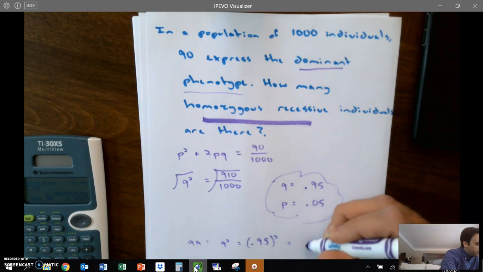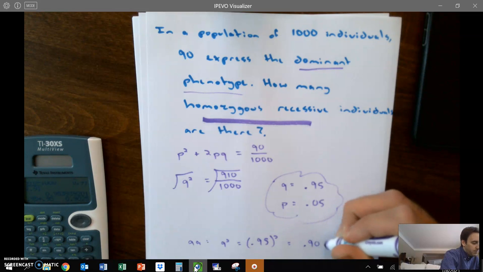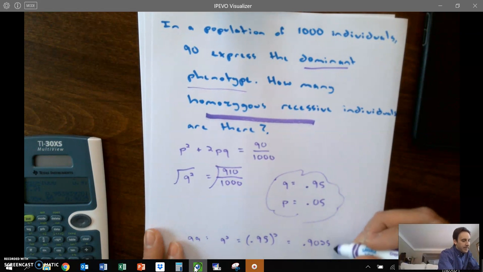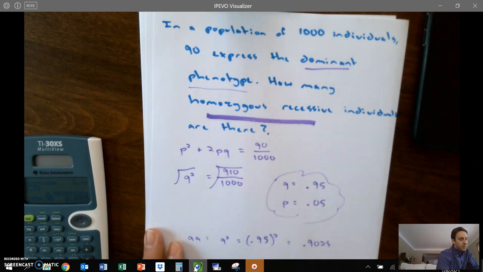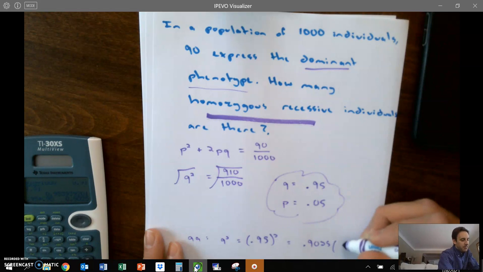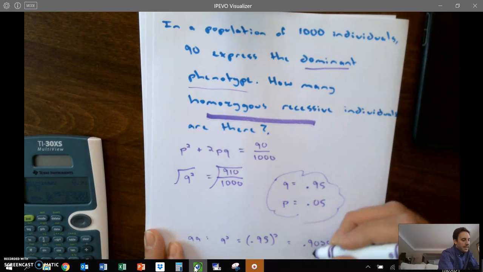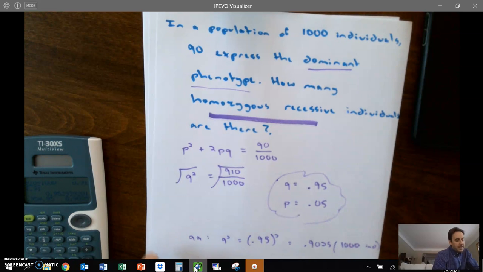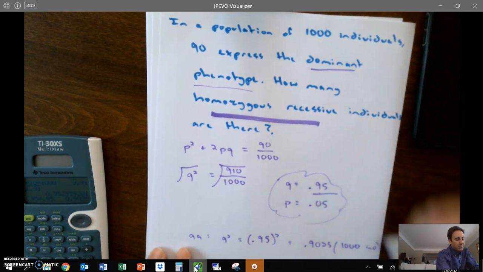That is going to equal 0.9025. And then if we multiply that by the total number of individuals in the area, that's 1,000 individuals, and so that is going to be 903 individuals.